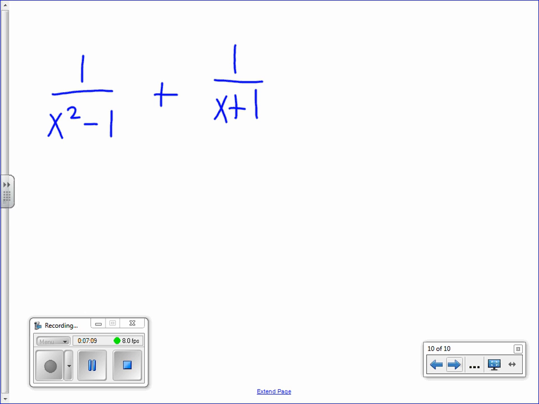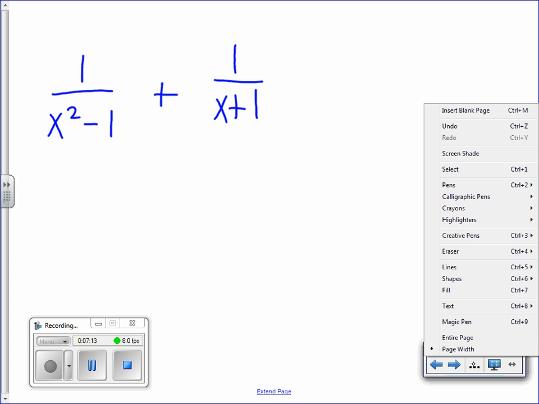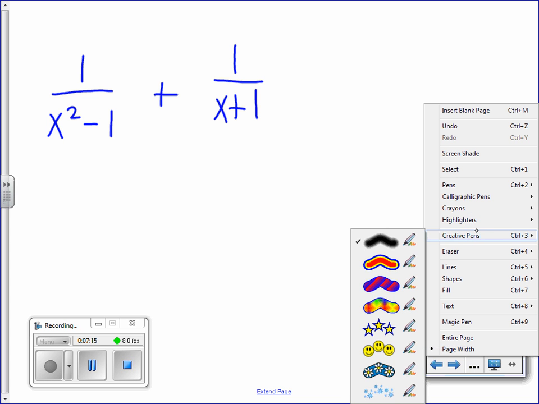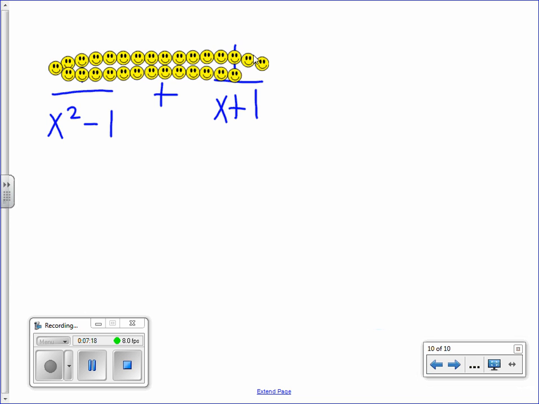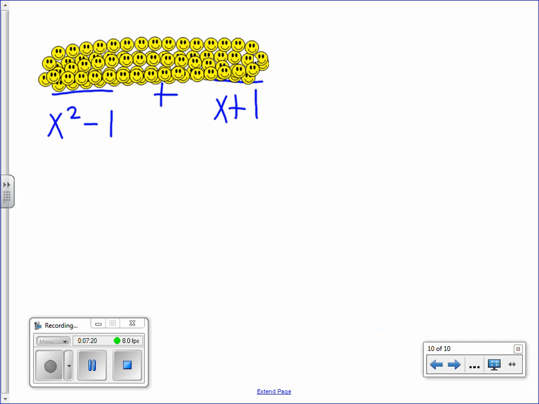for today, we're just going to look at denominators, okay? That's what I want you to look at today. Okay? Just look at that. And what I want you to do today is figure out what the common denominator is going to be. You will have to factor.